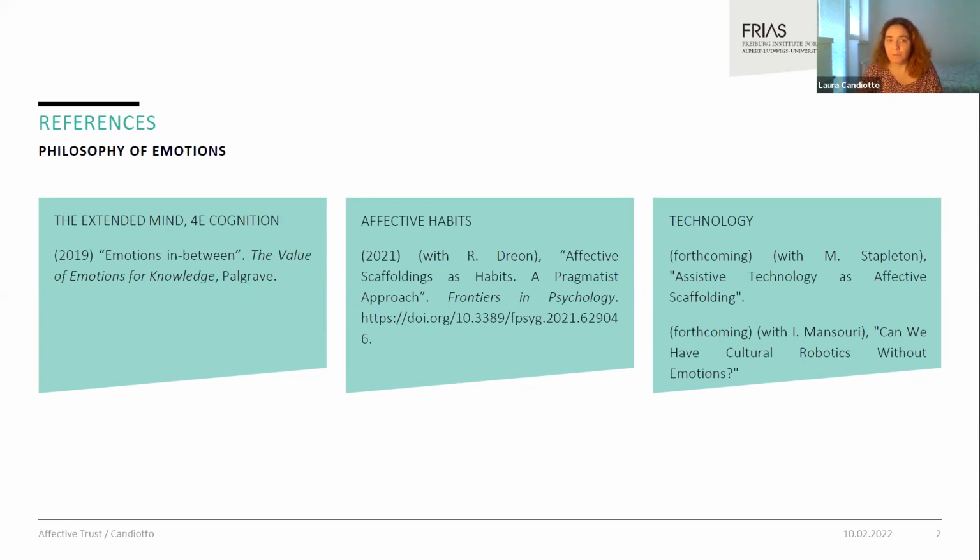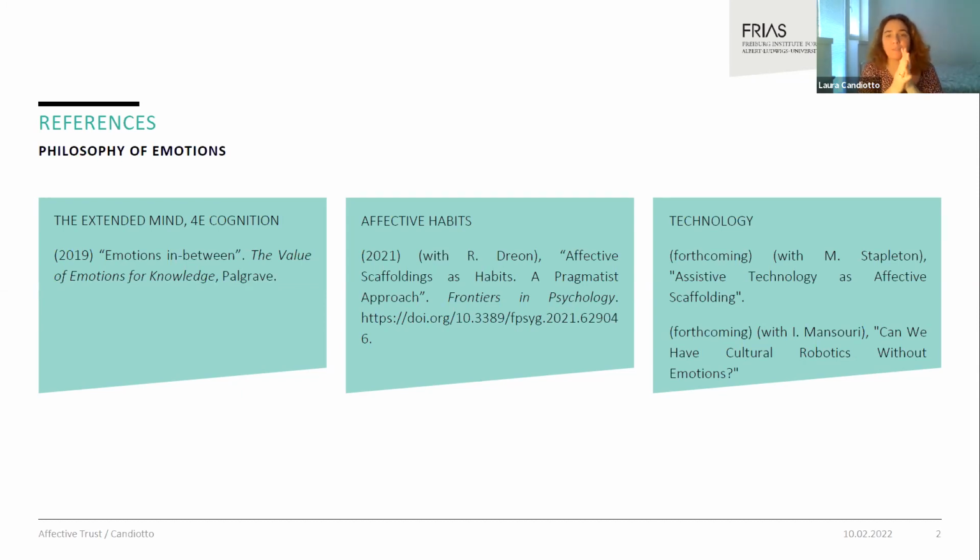Within this conceptual framework, I understand emotions as relational properties. So I challenge the view of emotions as an inner property of the mind, an inner state, but I work on emotion as what is modulated and regulated through social interactions. This has also brought me to investigate affective habits: how is it possible that through this regulated interaction, certain specific dispositions to feel can emerge? I think that pragmatism can help a lot in understanding it, and here there is a reference to a paper I wrote with Roberta Dreon.